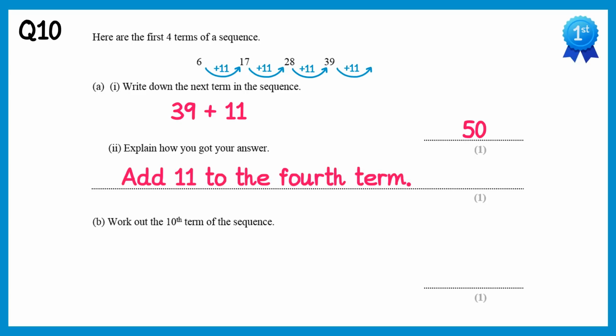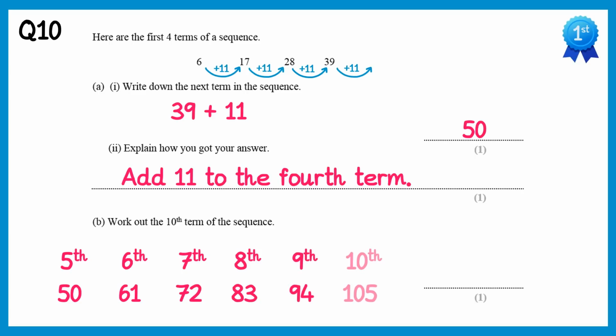To work out the 10th term, we're going to continue the sequence. You may be tempted to try and double the fifth term, so 2 times 50 to give you 100, but that's incorrect. So the fifth term was 50. To get the next term, we just add 11, and then the next add 11 again, and then again, and then again, and then add 11 one more time, and you'll get the 10th term as 105.